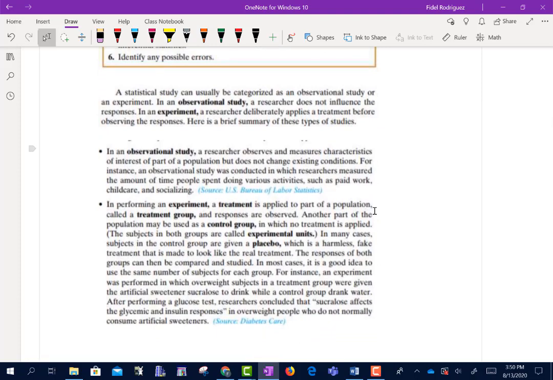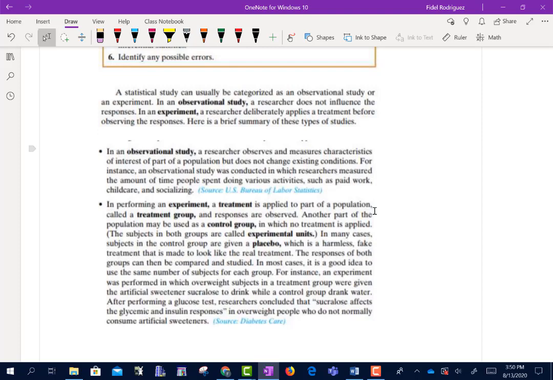Okay, so let's talk a little bit about these things first. A statistical study can usually be categorized as an observational study or an experiment. In an observational study, a researcher does not influence the responses. In an experiment, a researcher deliberately applies a treatment before observing the responses. So here's a brief summary. In an observational study, a researcher observes and measures characteristics of interest as part of a population, but does not change existing conditions. For instance, an observational study was conducted in which researchers measured the amount of time people spent doing various activities such as paid work, childcare, socializing.